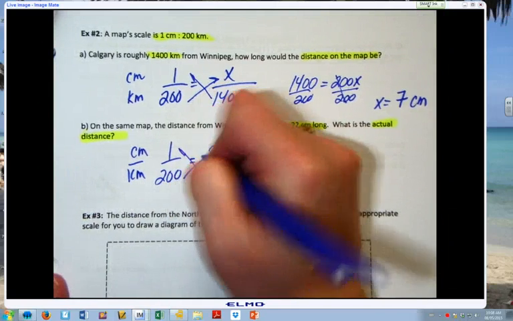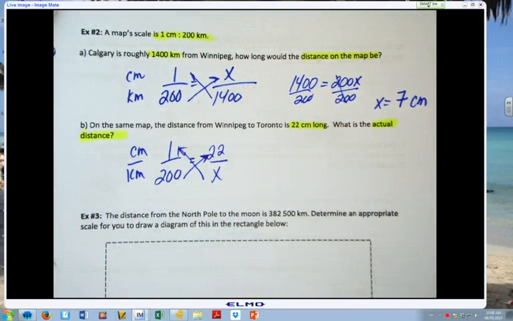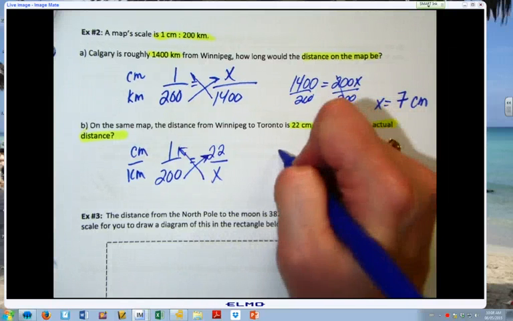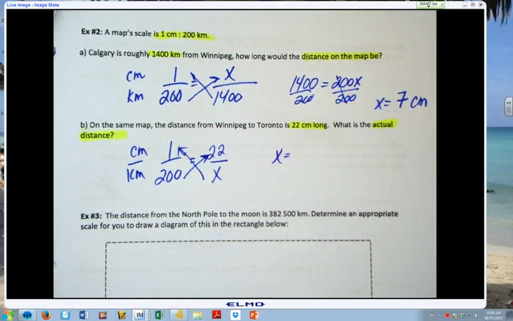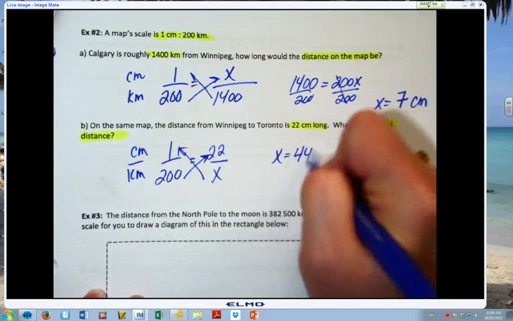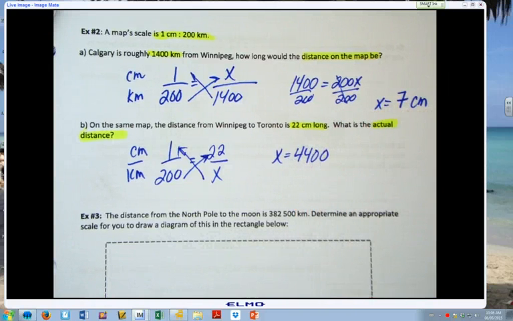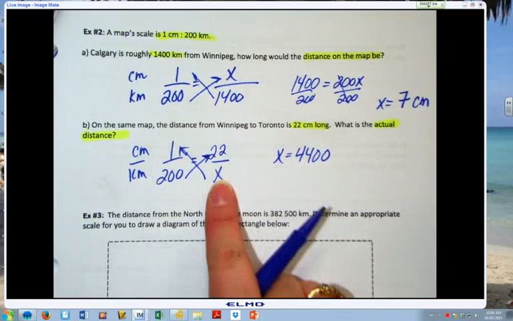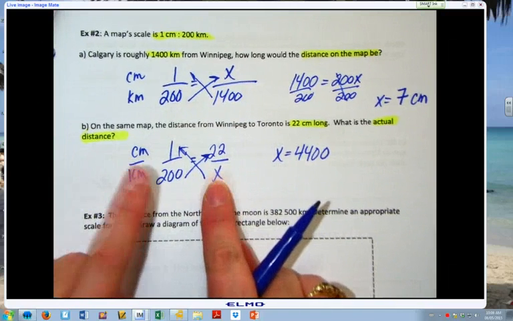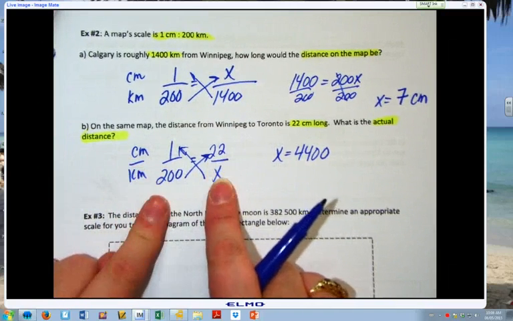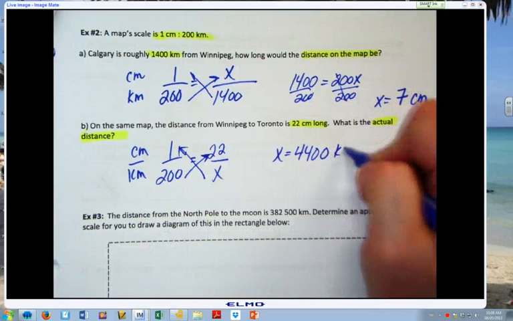Still cross multiply. 1 times x. 22 times 200, we'll do 22 times 2. 44, and then add the 2 zeros. Units, again, to get the units, figure out where x is. Look at the units that are right there. 4,400 kilometers.